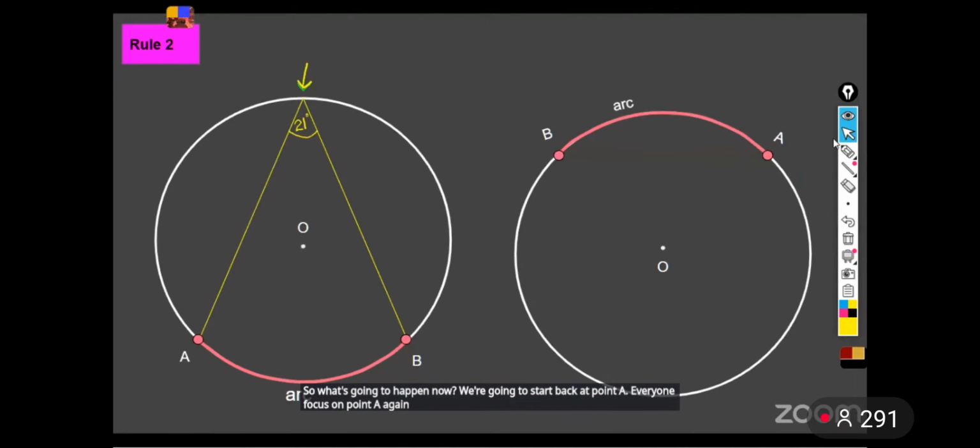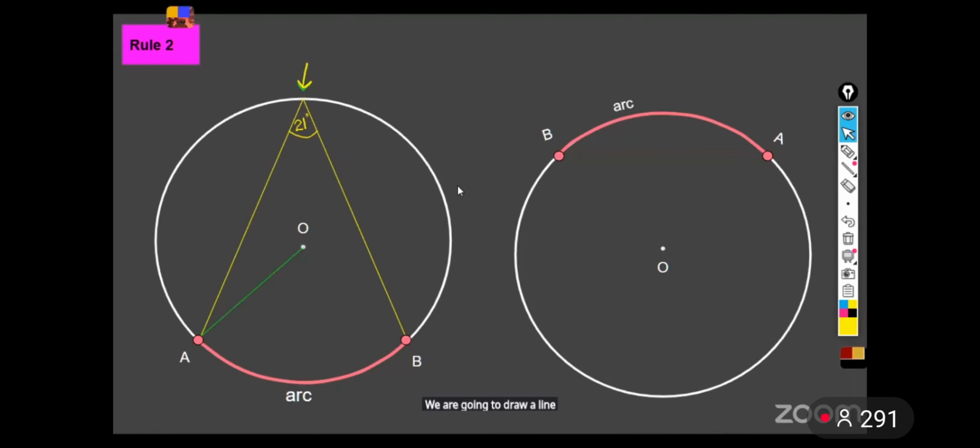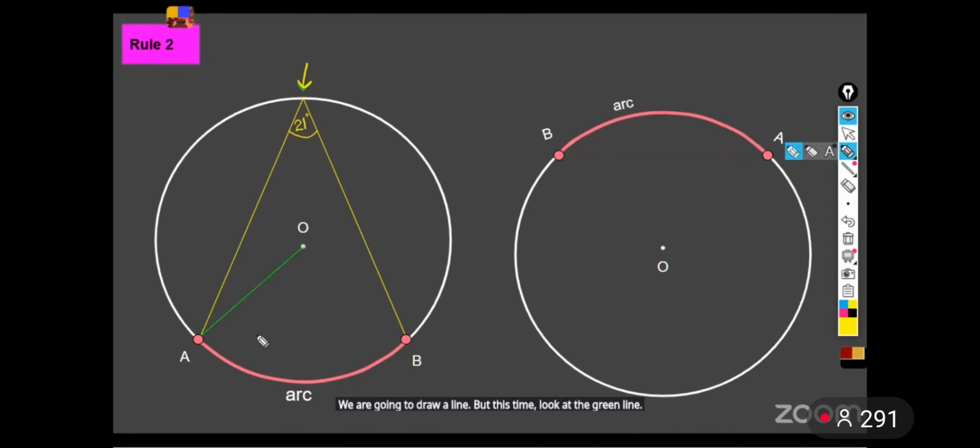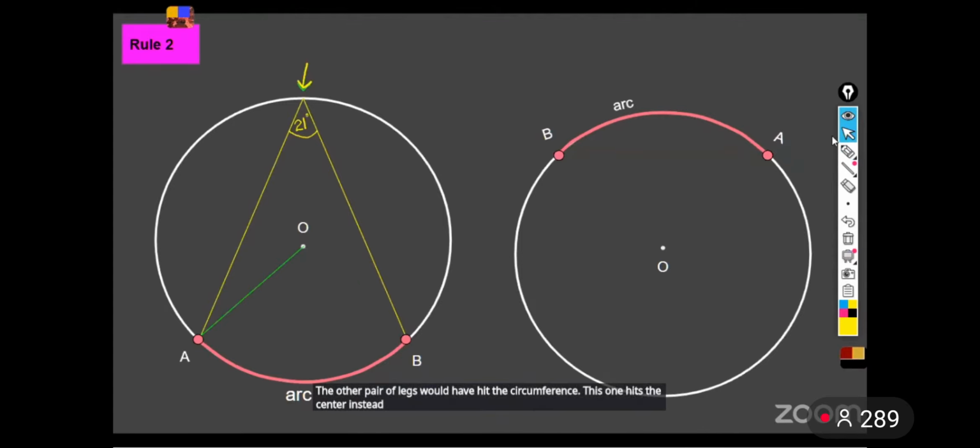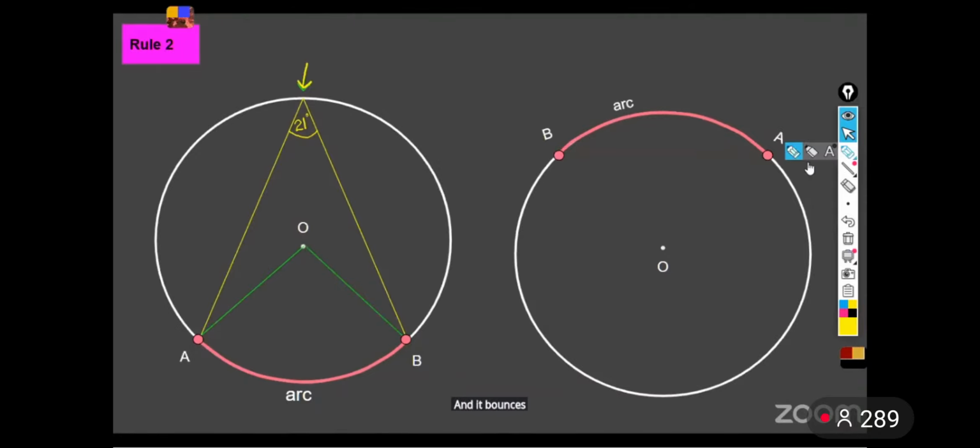You're going to draw a line, but this time, look at the green line. The line started at point A, but it didn't hit the circumference this time. Remember in rule one, the other pair of legs will have hit the circumference. This one hits the center instead, and it bounces back to the end of the arc, which is B. So you see the subtle difference?